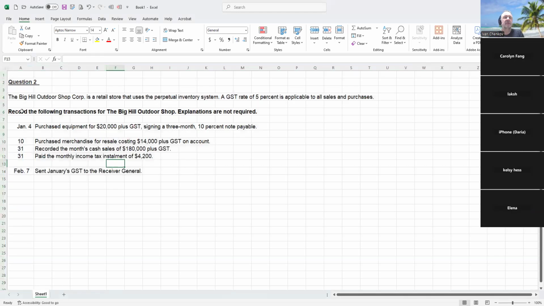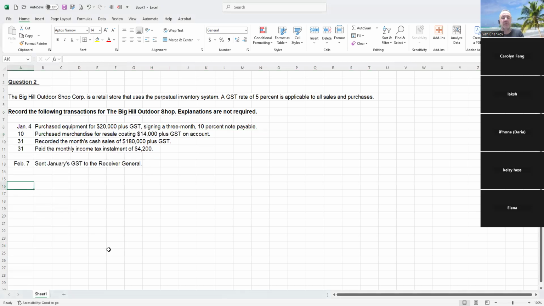Okay, that's the question. This company is a retail store that uses the perpetual inventory system, and the GST rate is 5%, applicable to all sales and purchases. We have to record the following transactions for this company. Explanation is not required. The first transaction happened on January 4th.